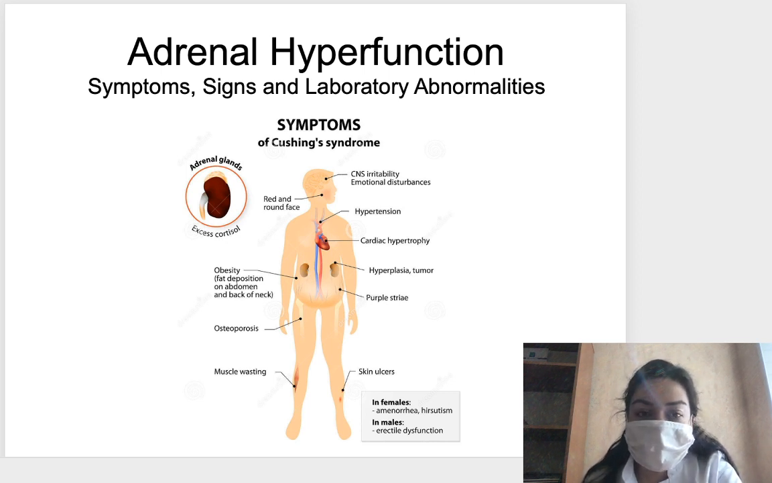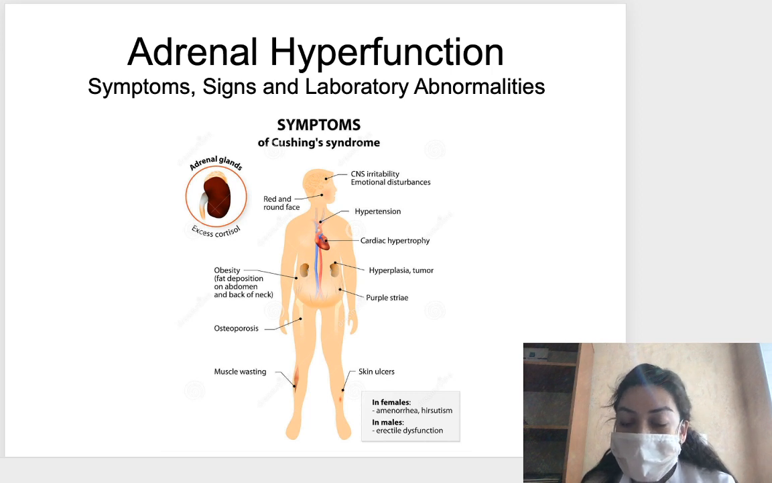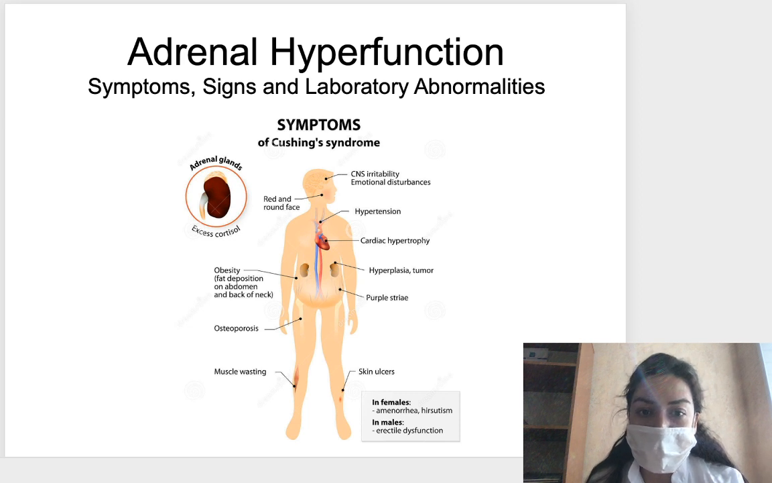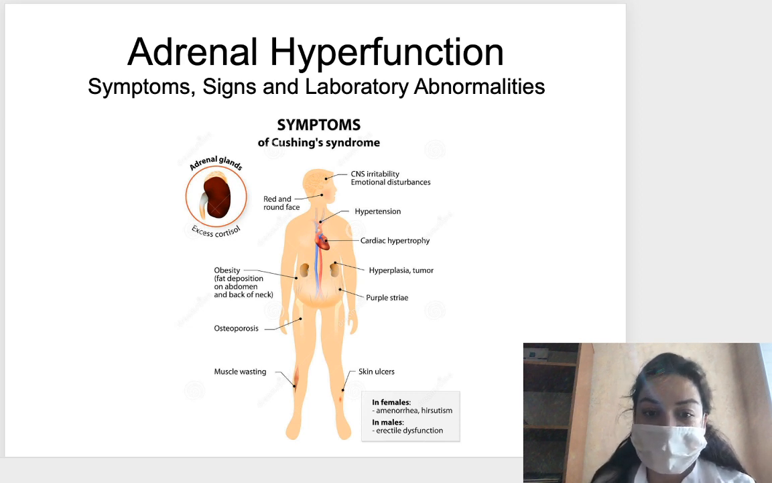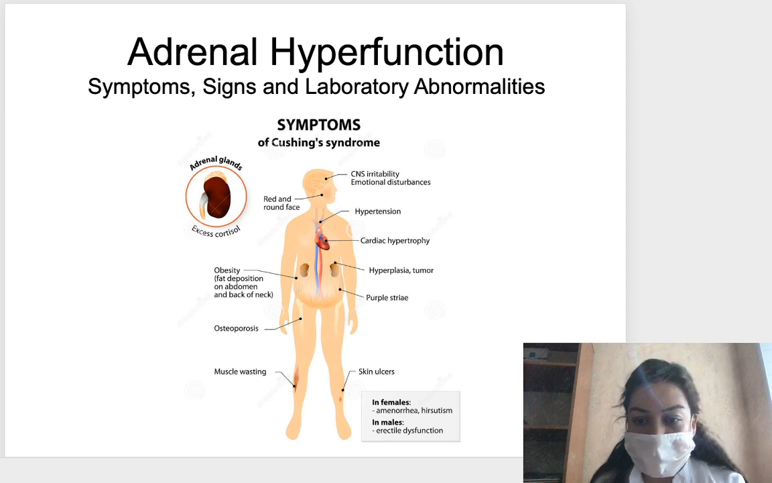And by the scheme you see signs of Cushing's syndrome. Here you see central nervous system irritability and emotional imbalance due to the effect on the central nervous system too. Going lower, it is red and round face. We can see in the patient hypertension. It can be cardiac hypertrophy, but secondary due to severe hypertension. It is finding of hyperplasia or tumor of adrenal glands.